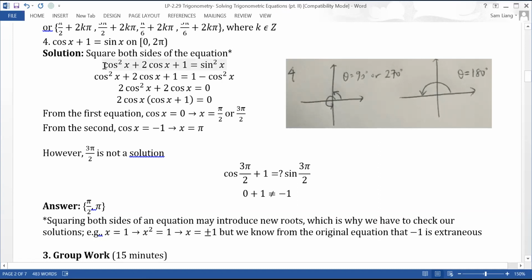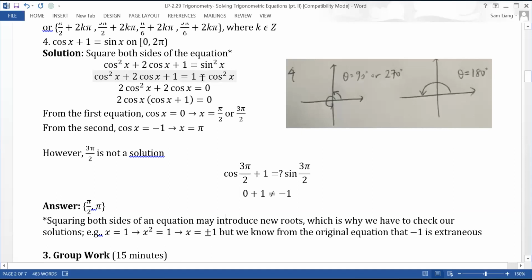On the left-hand side, we get cosine squared x plus 2 cosine x plus 1, right? That's cosine x plus 1 times itself. And then on the right, we get sine squared x. At this point, we just use the Pythagorean identity. We know that sine squared plus cosine squared is 1, and then sine squared can be rewritten as 1 minus cosine squared x. Left-hand side stays the same.